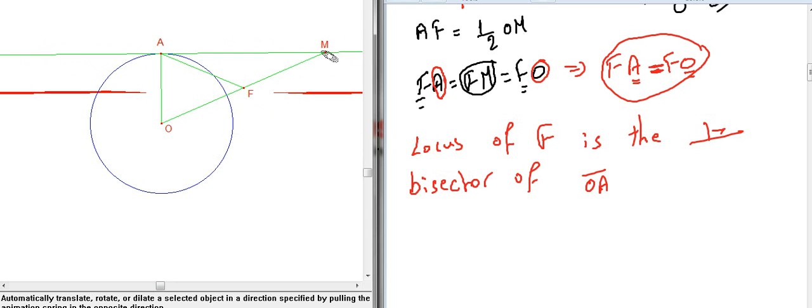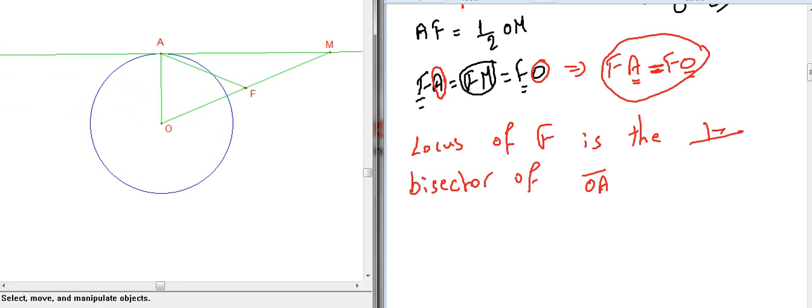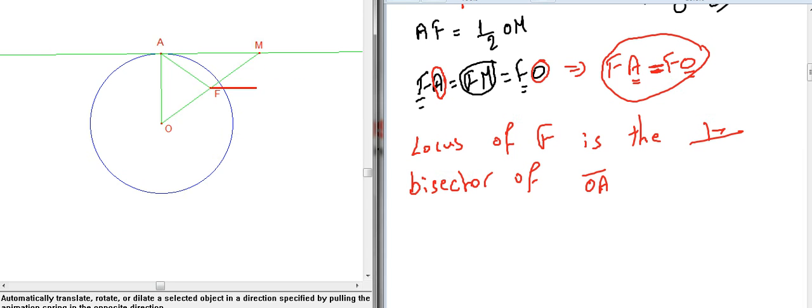It's not keeping the tracing, but we can see how it traces a line, which will be the perpendicular bisector, right? Let me do it one more time. I'm moving M at any place on the straight line N, which is the tangent. Look again at what's going on. FA keeps going equal to FO, and F is always on the perpendicular bisector of OA. See you next video.